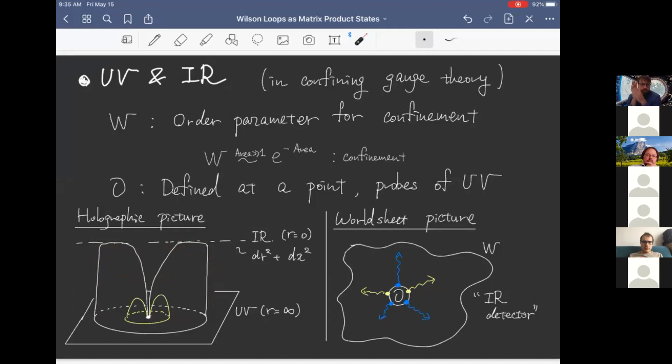Also from the worldsheet picture, if you consider some local operator here, then typically local operators are made out of some fields of the gauge theory, and this correlator can be thought of as a measurement of these individual excitations contained in the operator by the IR detector, which is a Wilson loop. So in this sense, it also measures the UV and IR physics on the worldsheet.